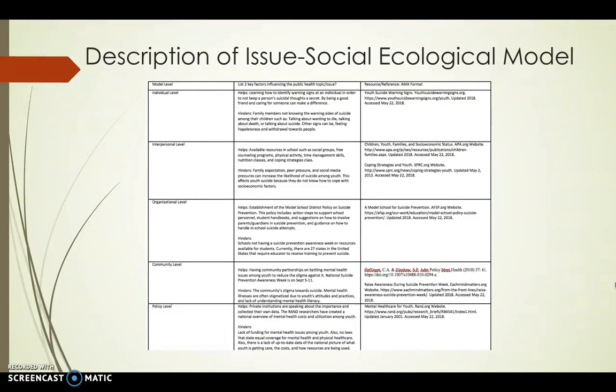And then at the policy level, an intervention that can help would be private institutions speaking about the importance and collecting their own data. There have been research organizations that have created a national overview of mental health costs and utilization among youth. So pretty much really educating people on the reason why suicide among youth is a very important public health issue. Some of the hindrances for policy level intervention can be lack of funding for mental health issues, also laws that don't have equal coverage for mental health and physical health care, mental health care not being a priority, and also maybe there are no current statistics on suicidal rates and other mental health issues.